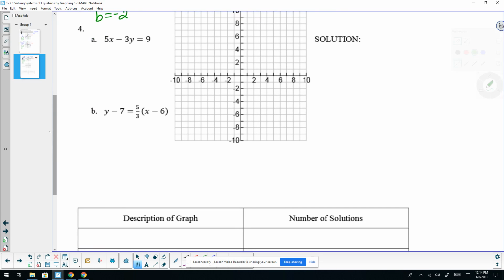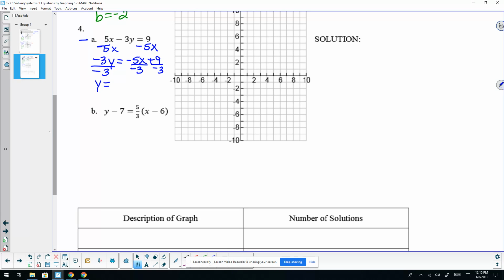Again, neither one of my equations is in slope-intercept form, so I need to turn it into slope-intercept form. Subtract the x value first. So -3y equals -5x plus 9. Divide everything by -3.